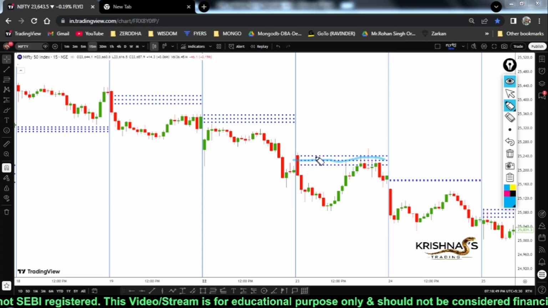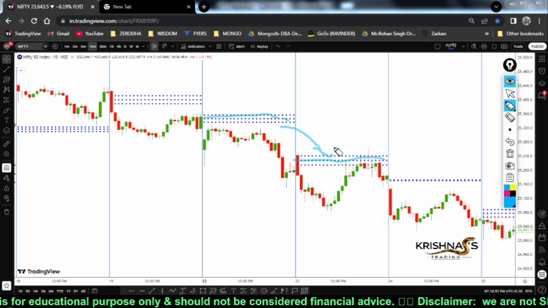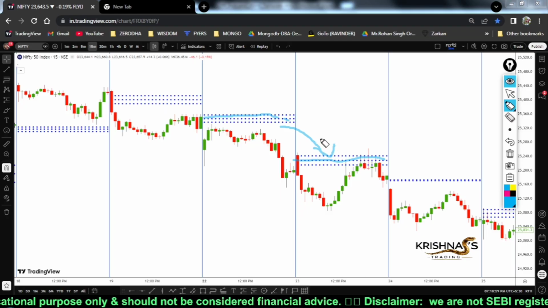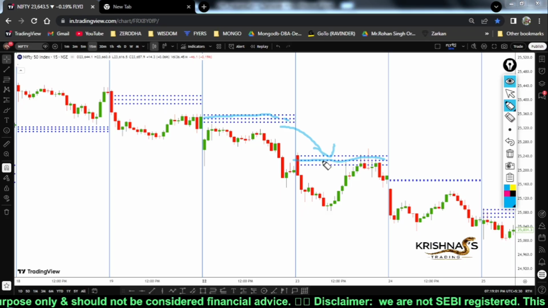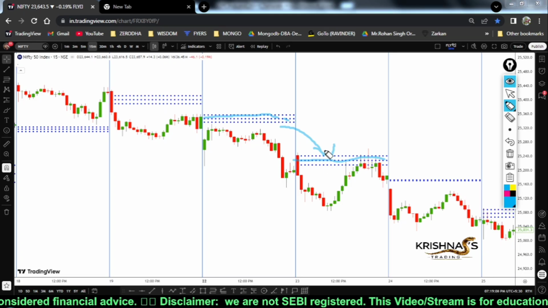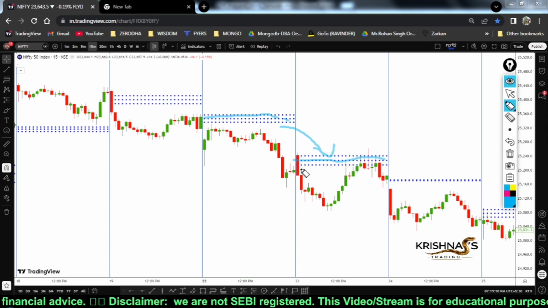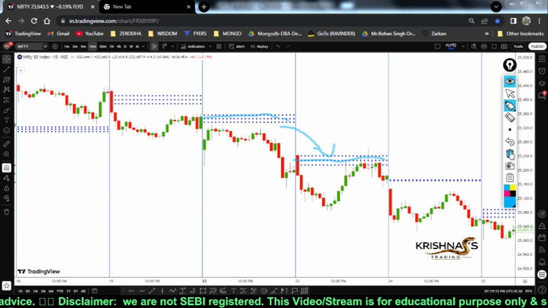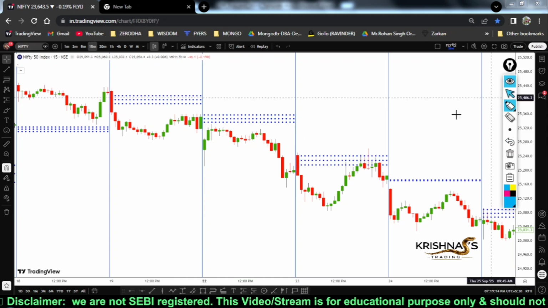For example, this is today's CPR and this is the previous day CPR. The CPR levels are forming below yesterday's CPR levels. Then this is a descending CPR. Also, the price or candles should not sustain above this CPR, they should be below the CPR. Then only we consider it as a descending CPR.